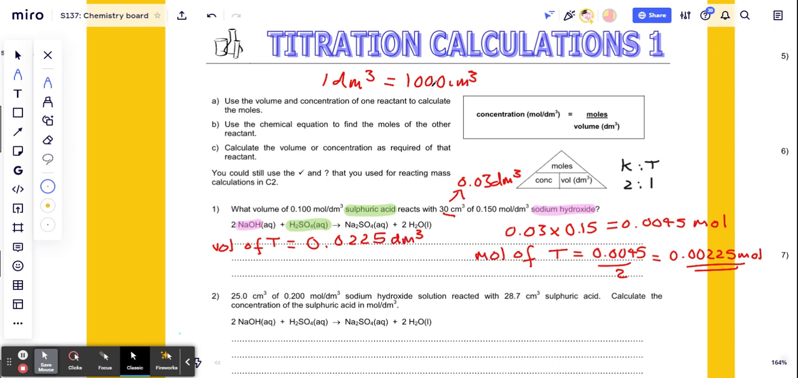Now, 1 decimeter cubed is equal to 1,000 centimeters cubed. So if we wanted that in centimeters cubed, we would have to multiply it by 1,000. So what's that? There you go. That's the volume in centimeters cubed. It doesn't actually specify what units it wants, but usually it'll want it in centimeters cubed. So that's how to do the first question. I'll save that, and let's have a go at the second question.